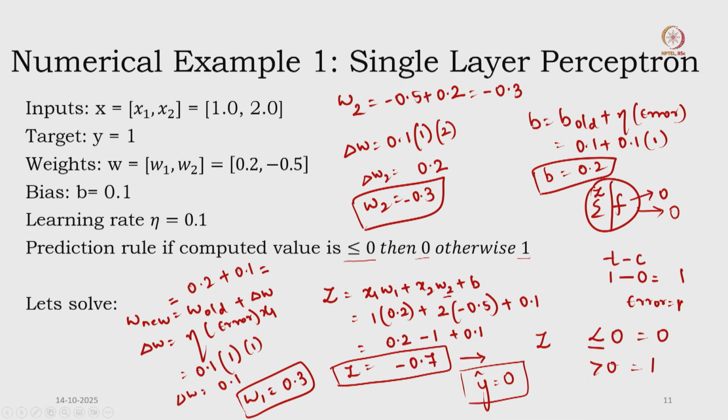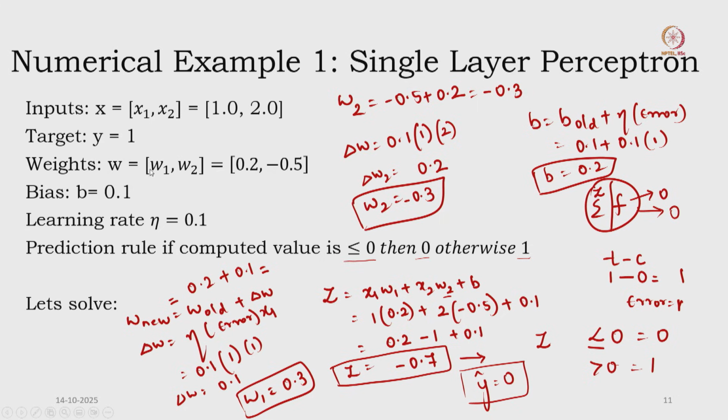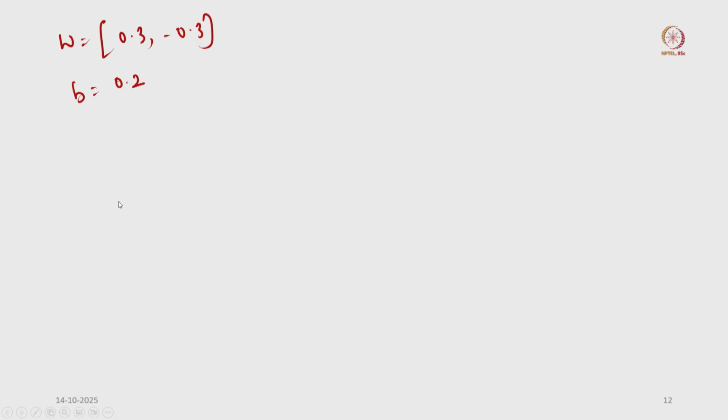So, with this, the new parameters we have got: W1 is 0.3, W2 is minus 0.3, and the bias we have got is 0.2. Can you see the difference? Earlier the weights were 0.2 and minus 0.5 and the bias was 0.1. Now the new weights are 0.3 and minus 0.3 and the bias is 0.2. Now, does it mean that these are the standard or correct values?